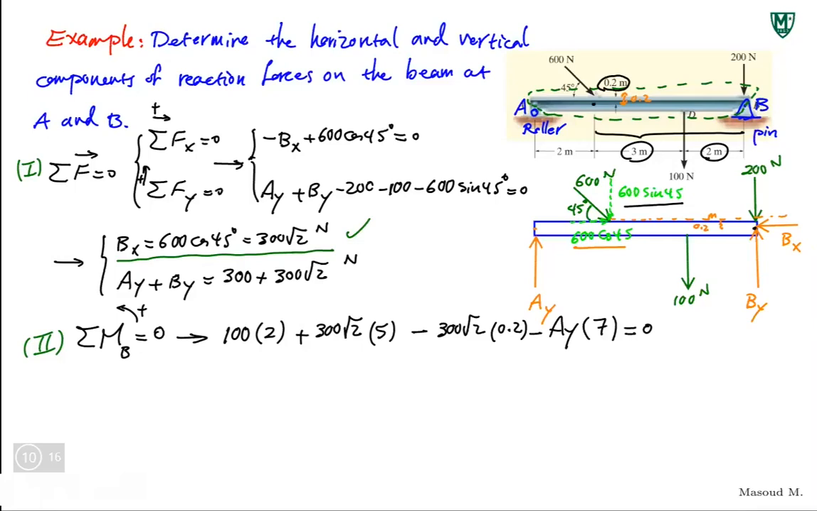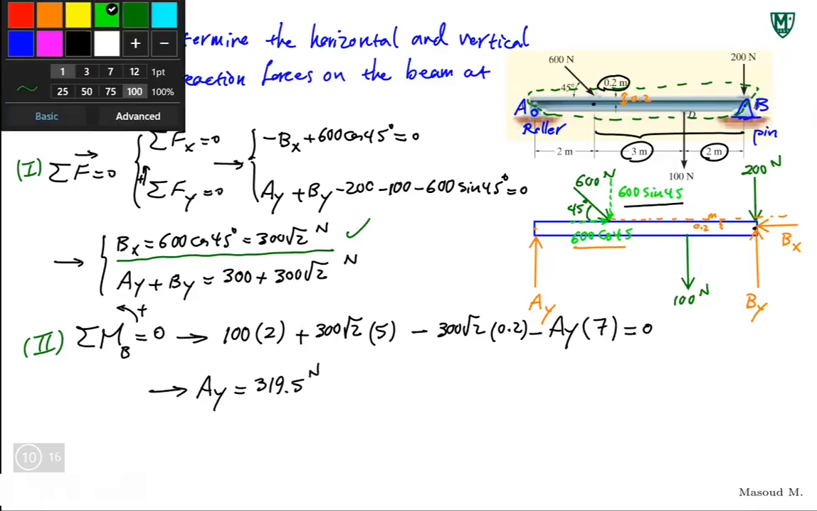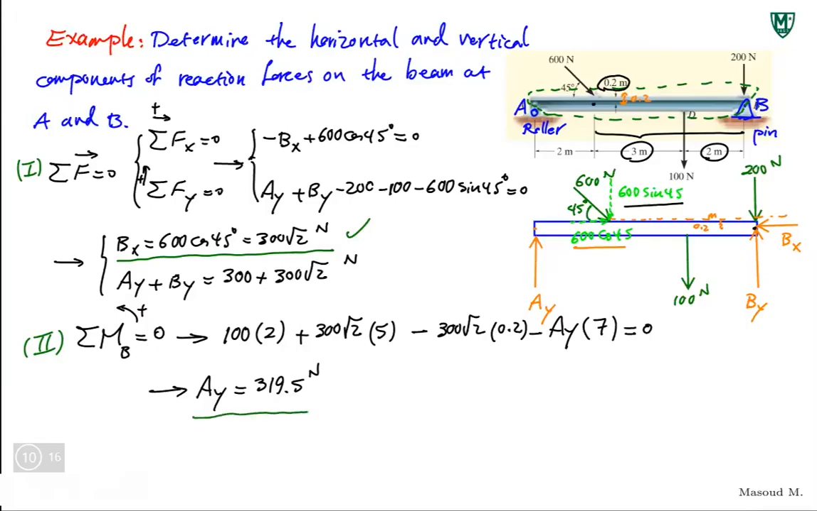Now, looking at this equation, the only unknown is AY. So pretty much you can easily just do this math and find AY from this. Like 100 times 2, 200 plus 1500 square root of 2 minus 0.2. Yeah, I cannot do that in my head. I have to take a look at my notes, see what the final value is. So the final value you'll get, if I did all the math correctly, should be 319.5 Newton. That would be the value for AY.